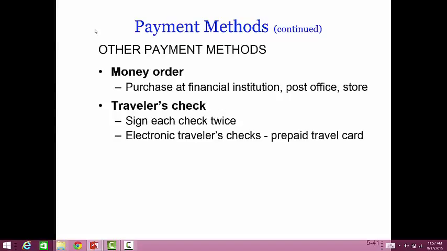Money orders, traveler's checks. So money orders, you buy a money order. You run into these strange situations where, let's say you're doing a passport. They want a money order. You can actually buy them at the post office, which is convenient because you have to go there for your thing anyway. But you buy a money order, and it may cost you.